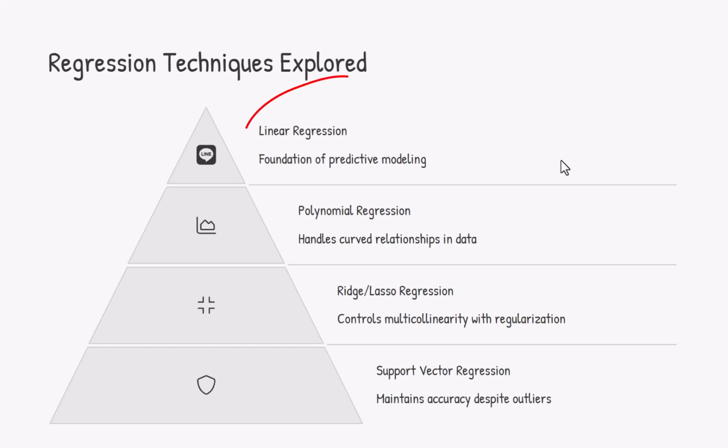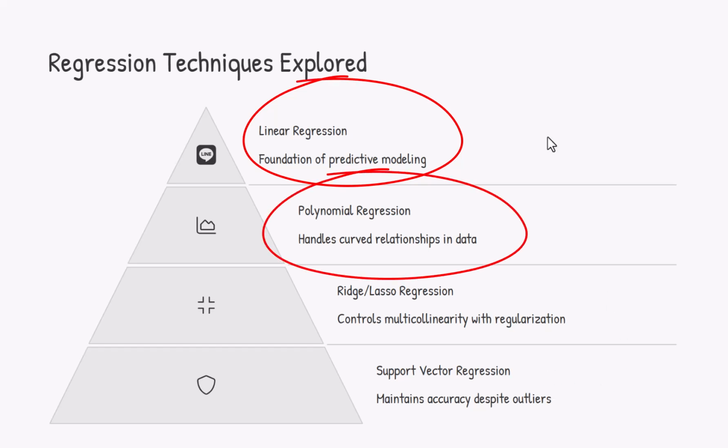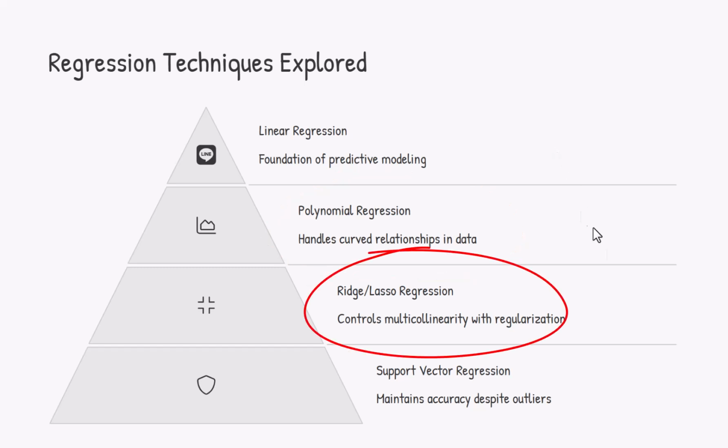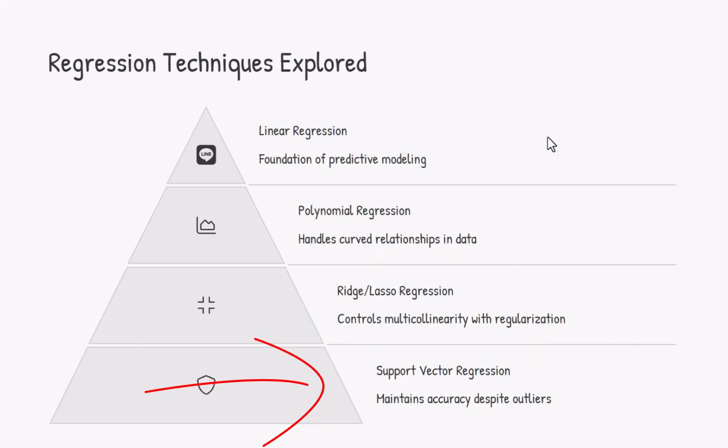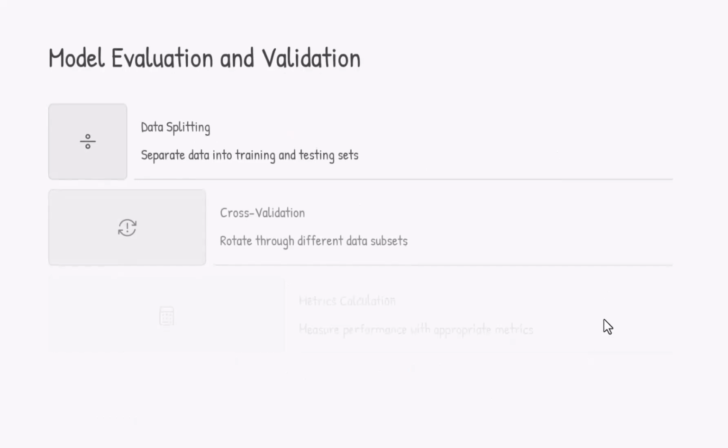There's more to regression than just straight lines. Linear regression is simple and fast. Polynomial regression captures curves. Ridge and lasso handle multicollinearity. And SVR is great when your data has outliers or noise. Choosing the right method helps avoid underfitting or overfitting, which are common beginner traps.